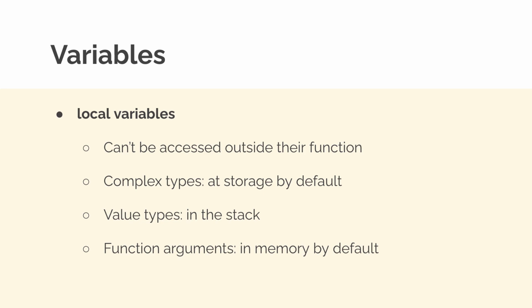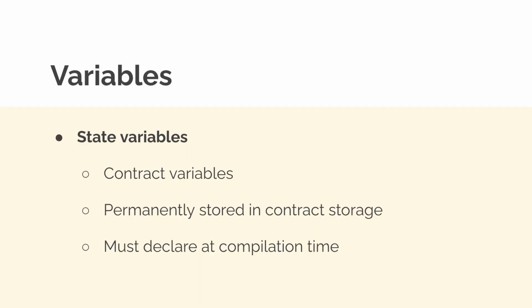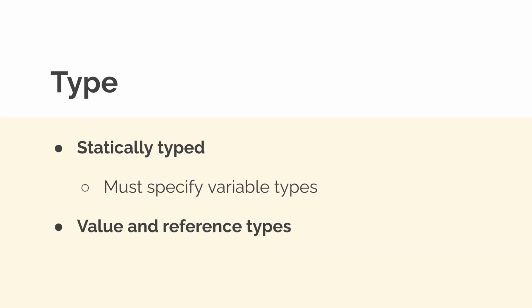Variables have complex types, which are in storage by default, as well as value types, which are in the stack. And function arguments are stored in memory by default. As well, there are state variables, which are contract variables that are permanently stored in contract storage. You must declare them at compilation time.